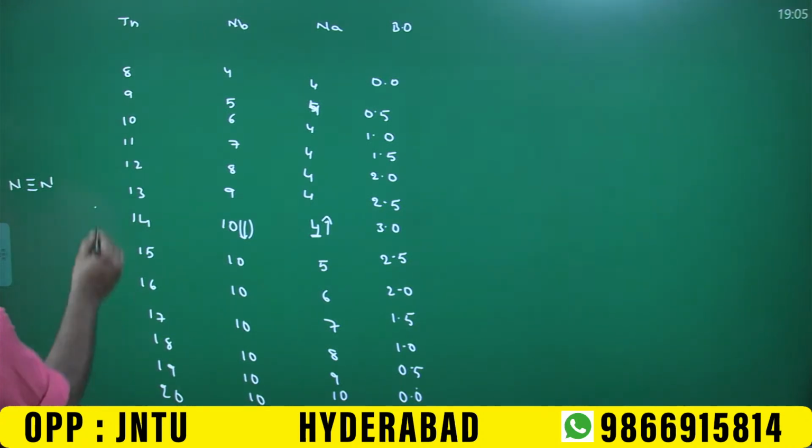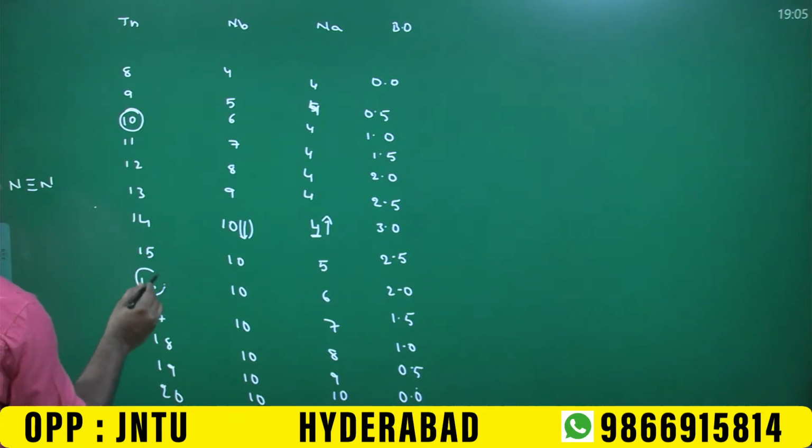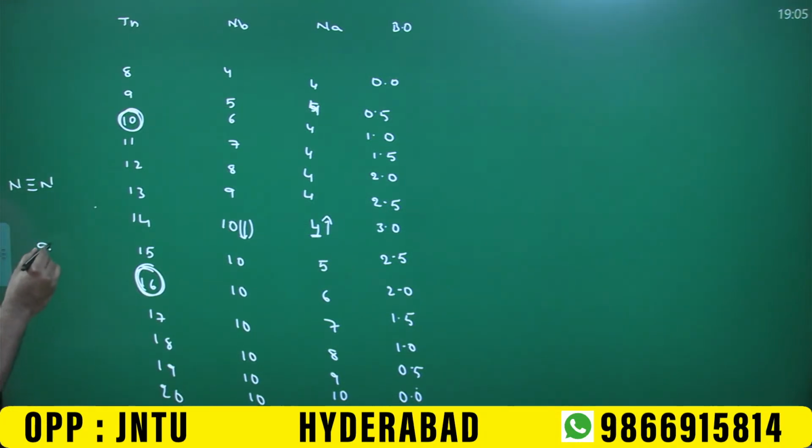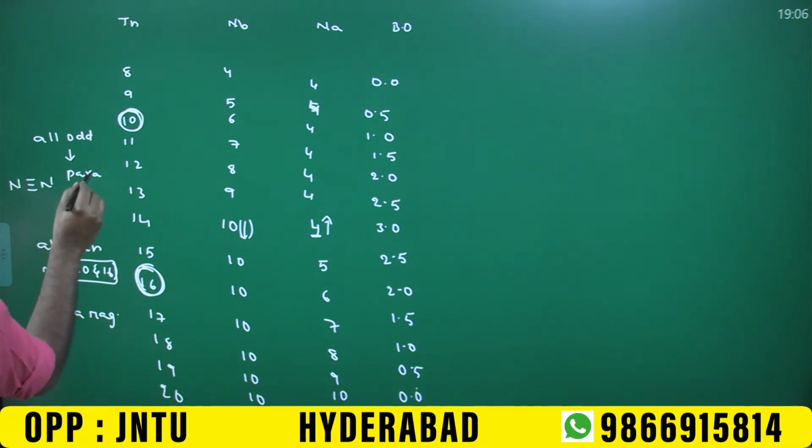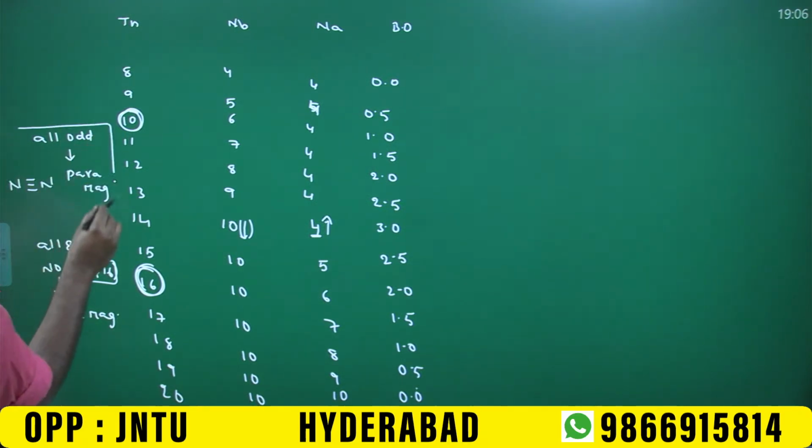Then remember, 10 electrons, 16 electrons you can make round. Remember, all even number, exception is 10 and 16. 10 and 16 are exceptional numbers. Generally diamagnetic. What is that? Diamagnetic. Except 10 and 16, all even numbers are diamagnetic. All odd numbers of electrons are paramagnetic, because it contains at least one unpaired electron.